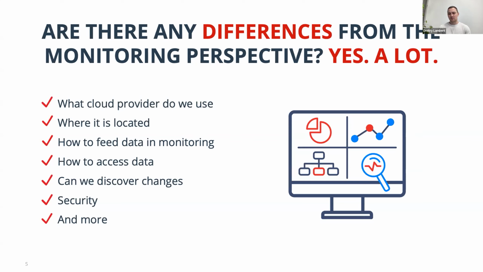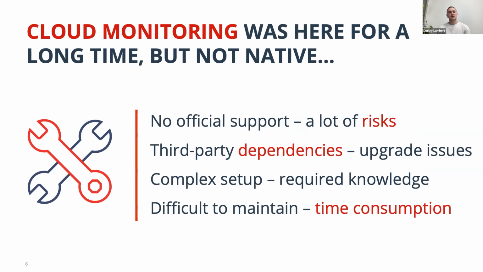How to access the data? Because we might not be able to use our SNMP or ODBC. The data is in the cloud. We can access the cloud, but we cannot get the data directly from the resource itself that we're running. Changes, security, and much more. So we cannot take the same approach that we use for on-premise setups and apply it to the cloud.